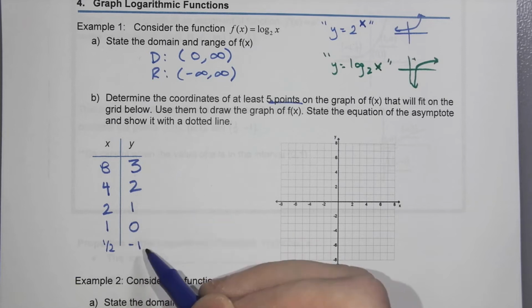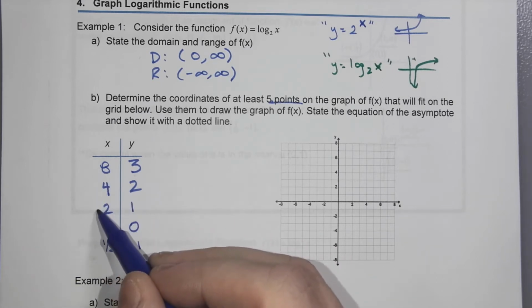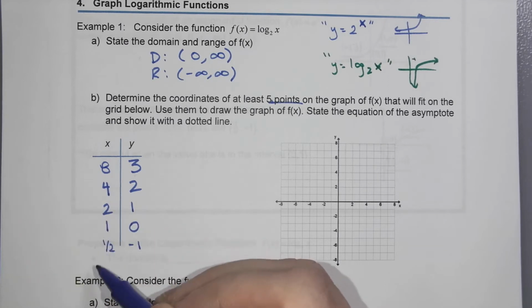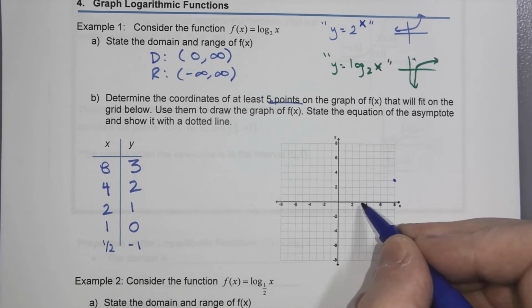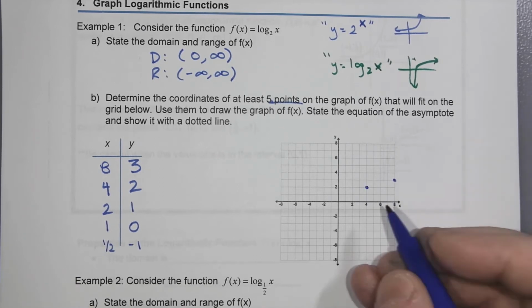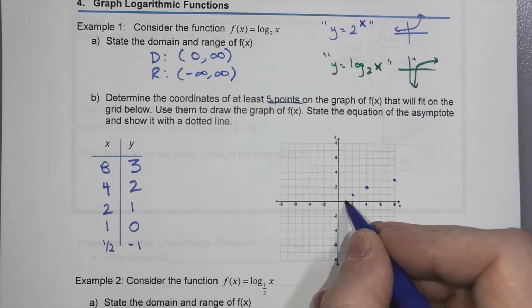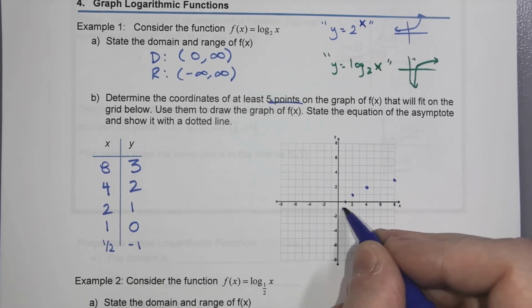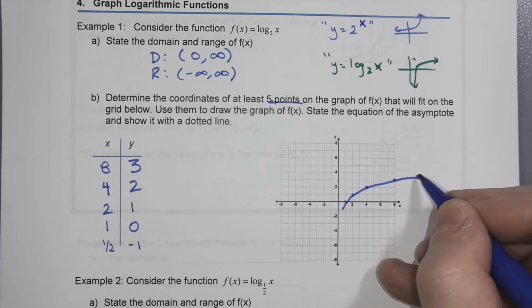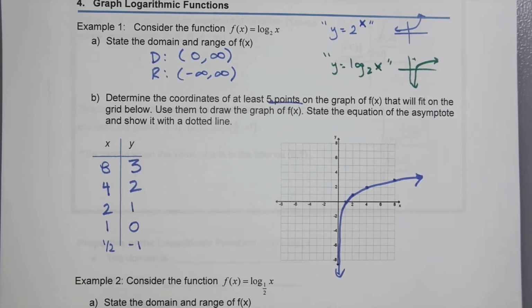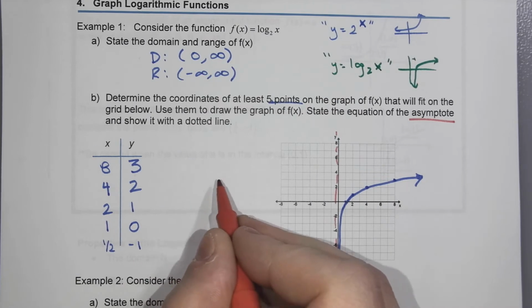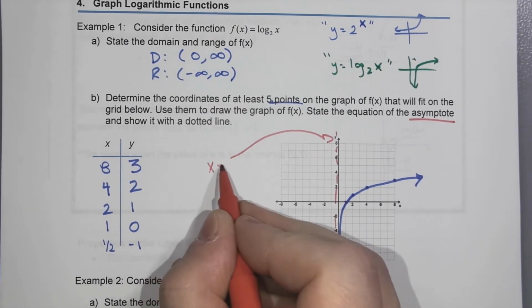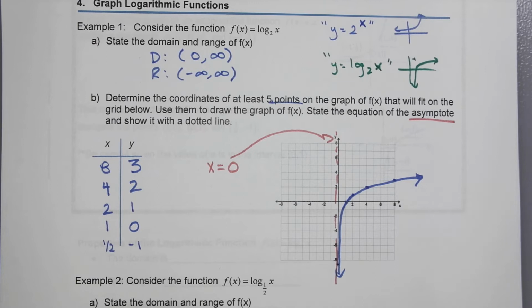These are changing by 1s, and divide by 2, divide by 2, divide by 2. These are changing by dividing by 2. Okay, so (8, 3), (4, 2), (2, 1), (1, 0), (1/2, negative 1). My graph seems to be acting like this. It has an asymptote located here, and the equation of that asymptote is the vertical line x equals 0, also referred to as the y-axis.